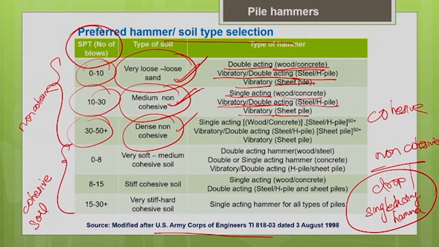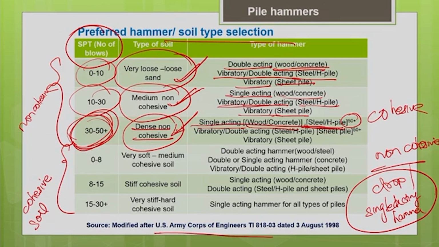Now, as the densification of the sand increases, though the sand is non-cohesive, the densification increases, indicated by the increase in number of blows, 30 to 50 plus. Now, you can see what the change in the guideline is. For wood or concrete pile, you can go for single acting hammer as we discussed earlier, but for a very high number of blows, say 50 plus, even for the steel H pile, you need more blow energy. So, you can go for single acting hammer.